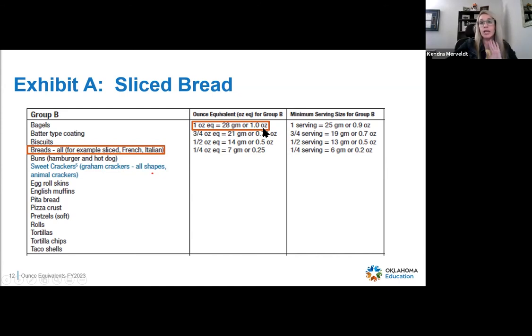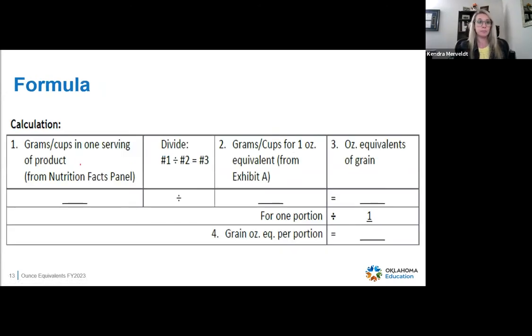But I will say sliced bread is the one that you do need to be cautious of, because like that sliced bread that we just saw, 1 slice equals 34 grams. We have seen a lot of breads where one slice equals 26 grams. And if you serve that, you're not going to be in compliance, because 26 grams, that's the old one. The new one requires 28 grams or 1 ounce. So make sure that you are using the correct grains chart.